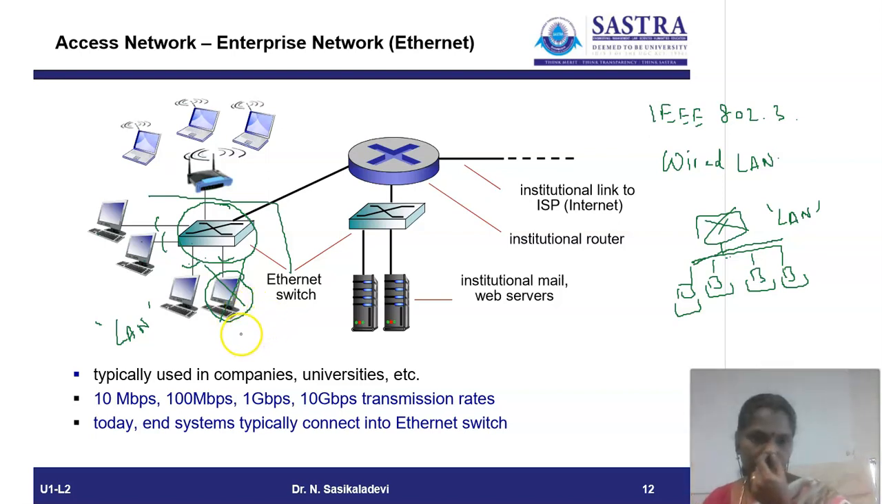So this device might be replaced by the printer. The printer can be shared by all the computers. All the computers can send the information for printing to this printer. So resource sharing is the main requirement of a local area network.